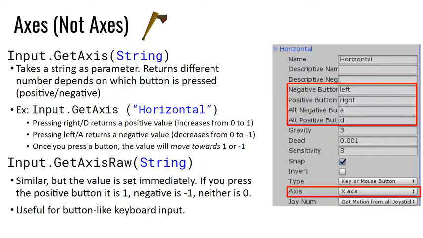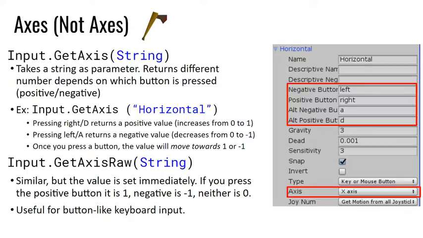If instead you just want to know if it's being pressed, you use get axis raw, which doesn't do any of that smoothing. As soon as you hit a button, you're in that state. You jump directly from -1 to 1 and back. There will be some games where you would want this.